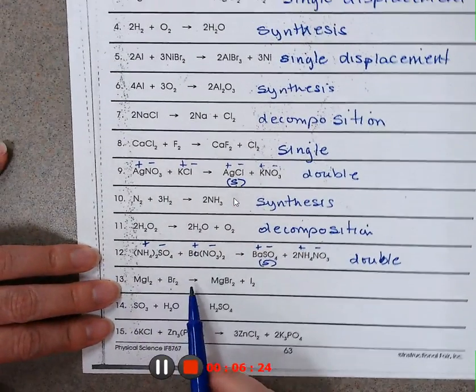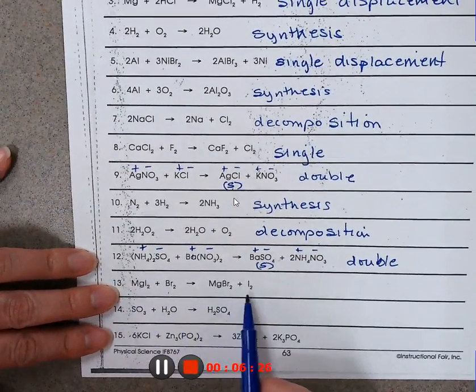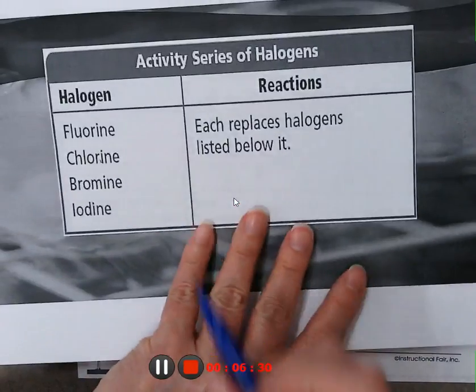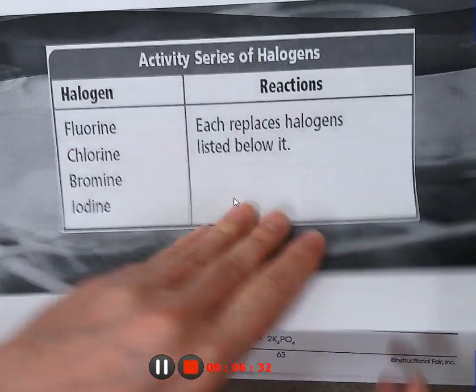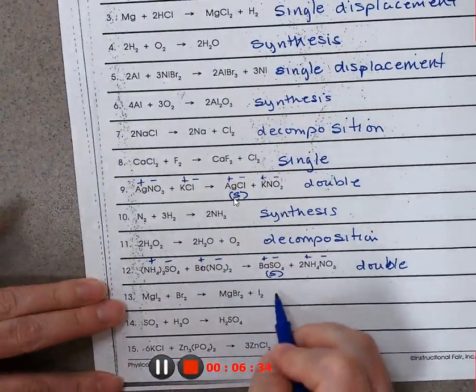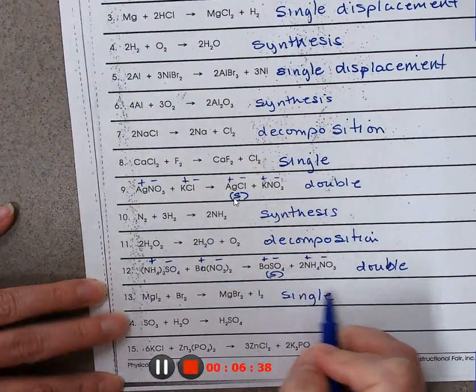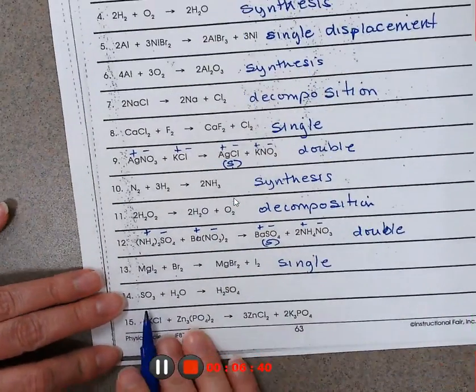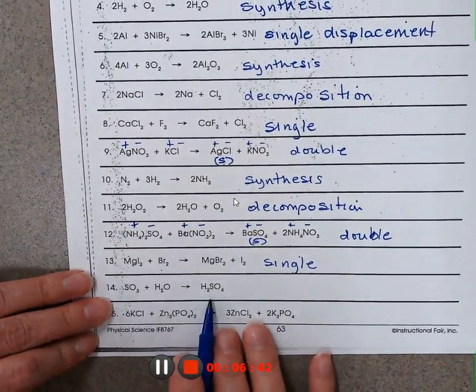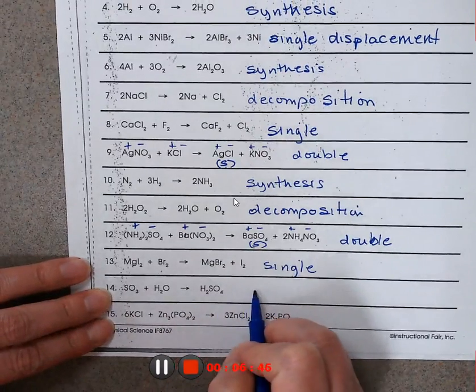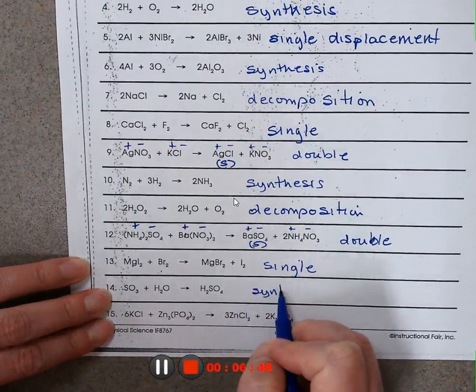Magnesium iodide reacting with bromine to make magnesium bromide and iodine. And again, I can see from my little list, bromine can replace iodine. And this is an example of a single. Here we have sulfite reacting with water to produce sulfuric acid. And this is an example of a synthesis.